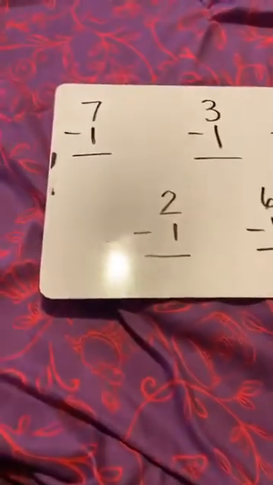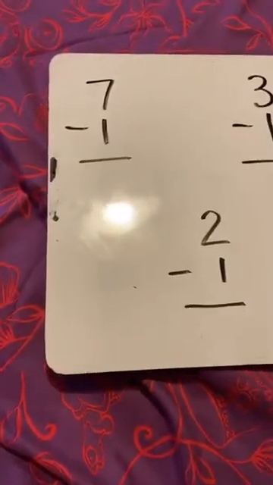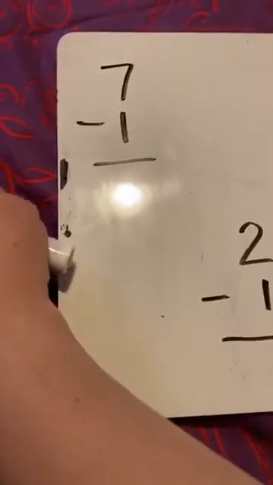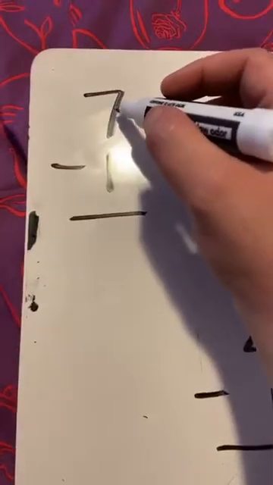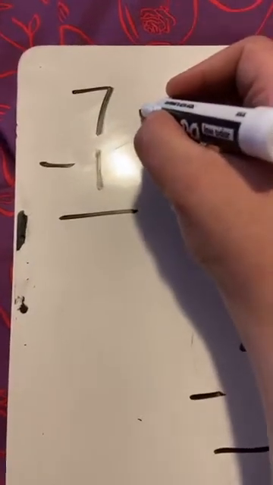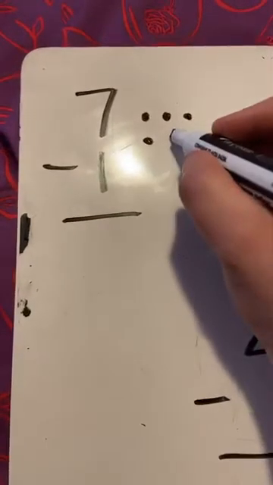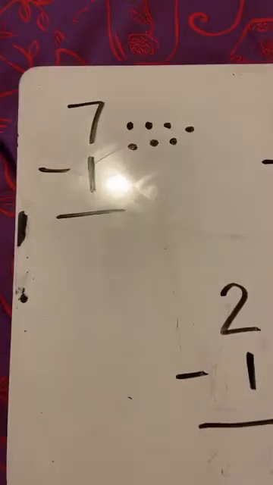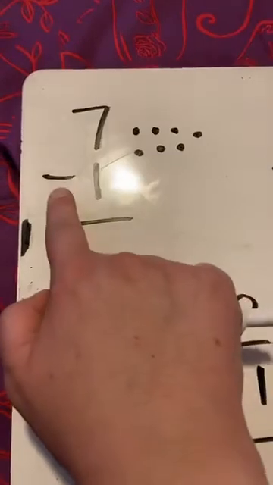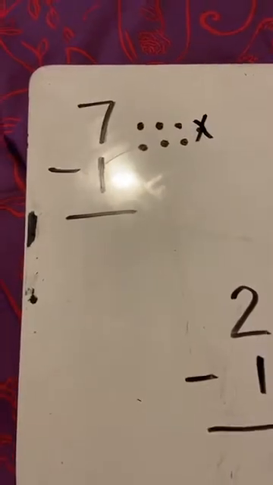Okay, the first one that I'm going to do is 7 minus 1, or 7 take away 1. I'm going to start off by reviewing the strategy that we learned yesterday, and that is to draw dots. So how many dots do I need to draw? Always draw the bigger number. How many do I need to draw? 7. Okay, count with me. 1, 2, 3, 4, 5, 6, and 7. And now how many of those dots do I need to take away or cross out? 1. You're right. I need to cross out that 1 dot so I know how many I have left.